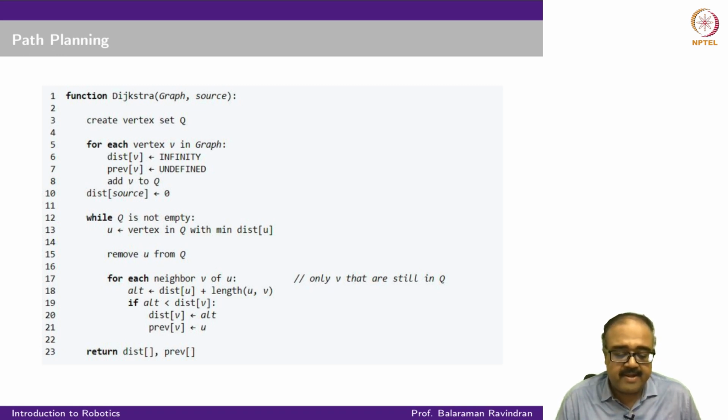Then, just like we had in BFS, I say while Q is not empty, I pick the vertex U in Q that has the minimum distance. Remember, the distance of U is the distance of the vertex U from the source, the cost of the path starting from the source to get to U. Now notice that at any point in the algorithm, the distance of U might not be the correct shortest distance, but at the end of the algorithm, the distance of U will be the shortest distance from the source.